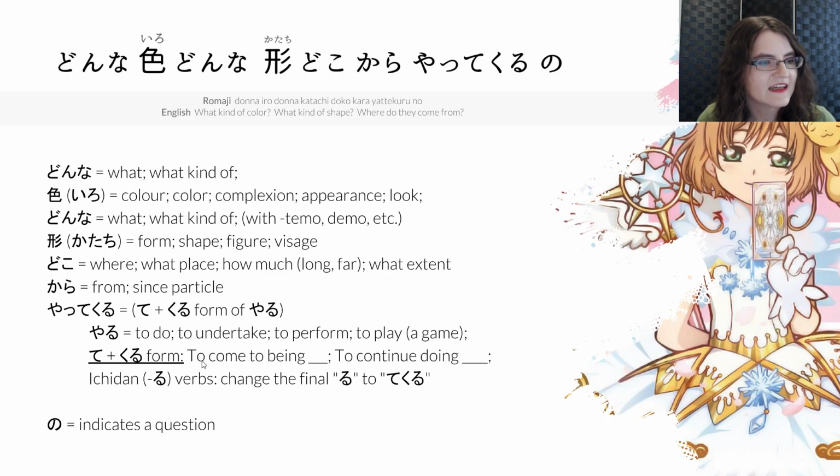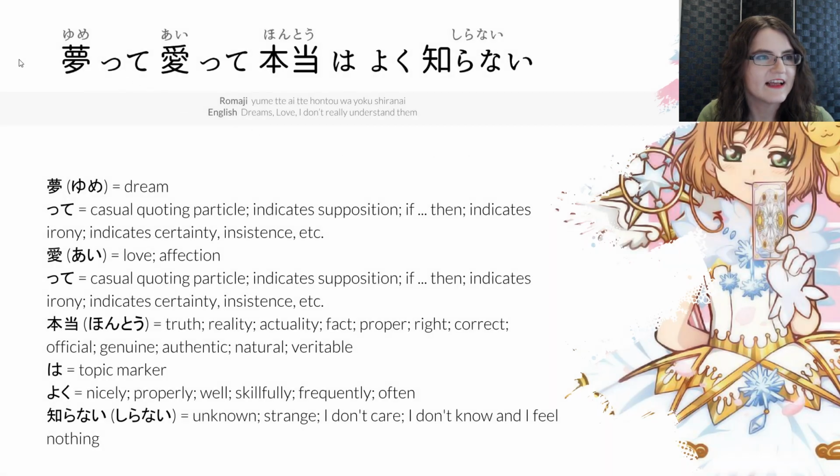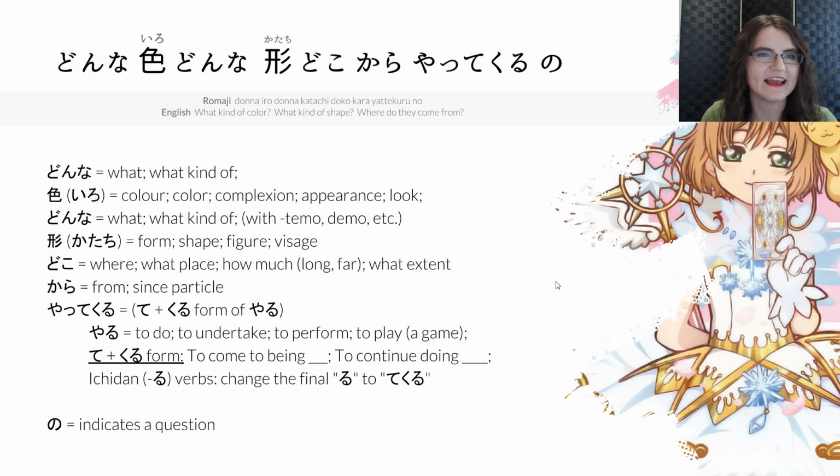And that's like being in that state of doing, or coming to do that, or continuing to do that thing. So it's like, where does it come from? This is kind of like from where is it doing? But in English, you would translate that like, where is it coming from? And then no here is making that into a question. So, what kind of colors is it? What kind of shape does it have? Where does it come from? We're referring to love and dreams. She doesn't understand, so she's like, oh, what are these things?